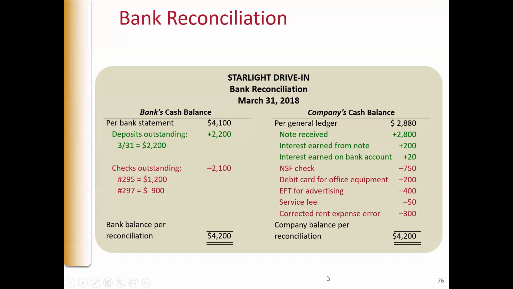Do you see, once we do this, the bank balance per reconciliation is $4,200? Do you see the company balance per reconciliation is also $4,200? It matches. That's what a bank reconciliation is meant to do. It's reconciled.